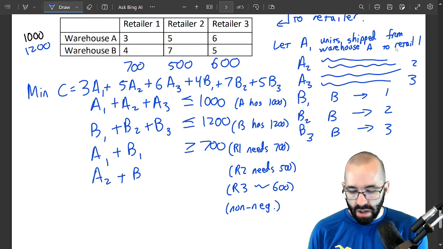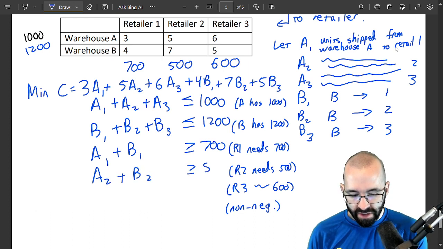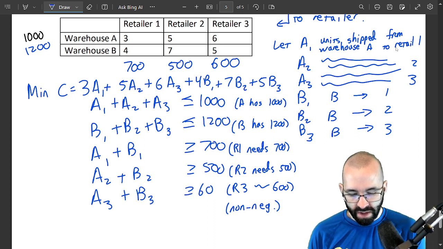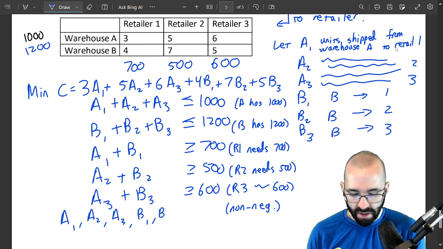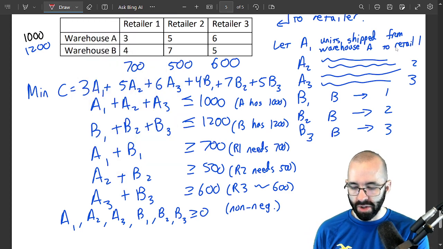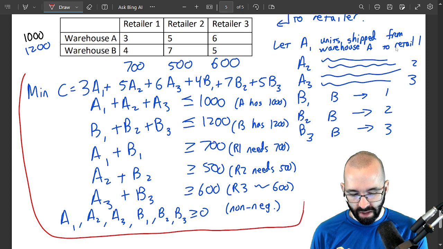A2 plus B2 has to be at least 500. A3 plus B3 has to be at least 600. And all of these letters, I'm going to use a shorthand here, all of these letters have to be non-negative. And there we have a nice, beautiful linear program.